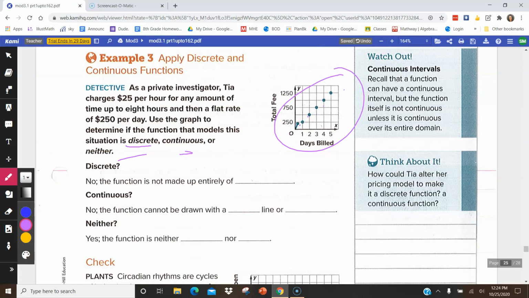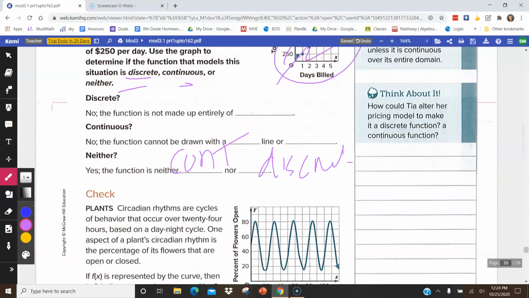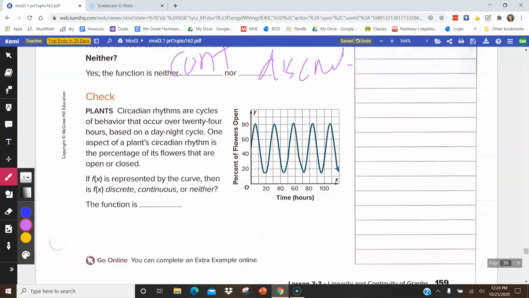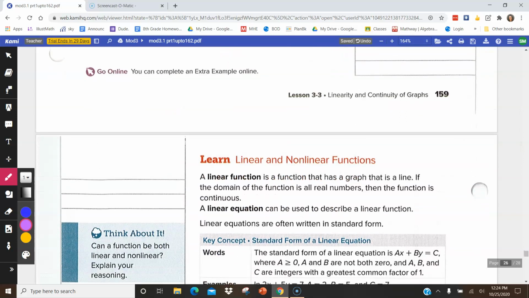It can't be drawn with a straight line, or it's not a curvy thing. It's not a line or a curve. So essentially, it's neither continuous nor is it discrete. It's one of those really weird kind of graphs that just can't be called one thing or the other. Now take a look at that one. Is it discrete, continuous, or neither? Put your finger down here, trace over it. Did it come up at all? Nope, it did not. Therefore, it's continuous.